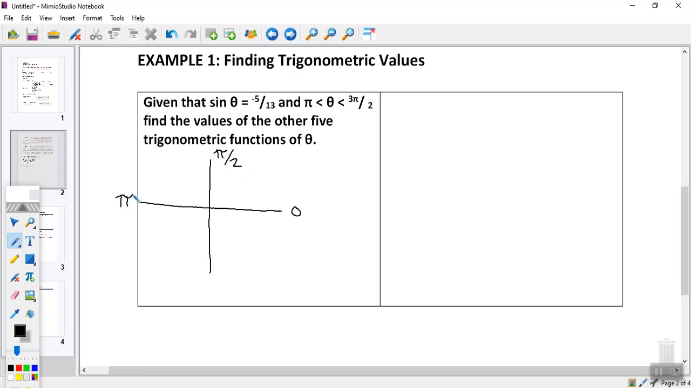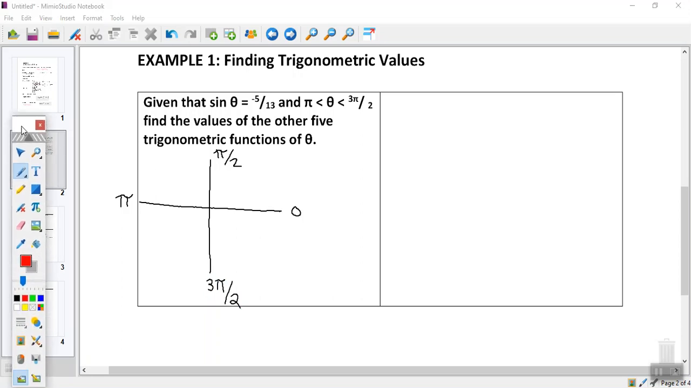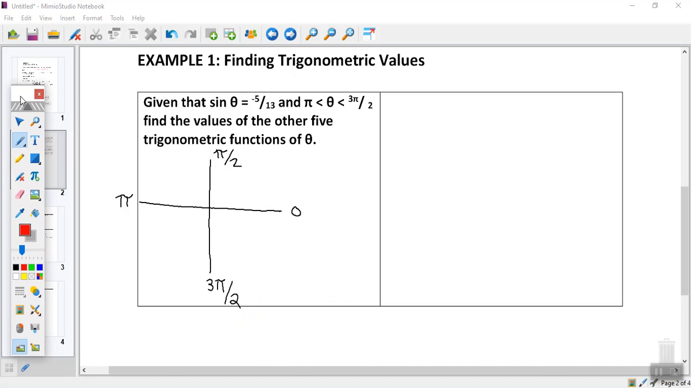Pi radians. You might want to make sure you draw this chart, and then down here would be your 3 pi over 2. Okay. So kids, when they say, hey, your angle theta is between pi and 3 pi over 2, which quadrant are we going to lie in? Third quadrant, right? Okay. So right here in the third quadrant, I'm going to just draw this right down here.